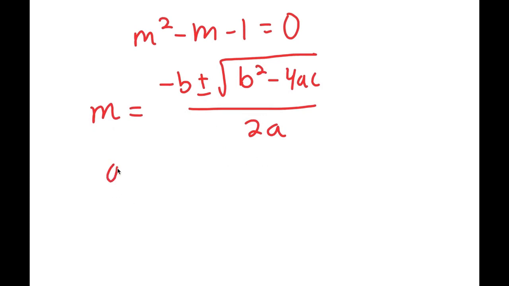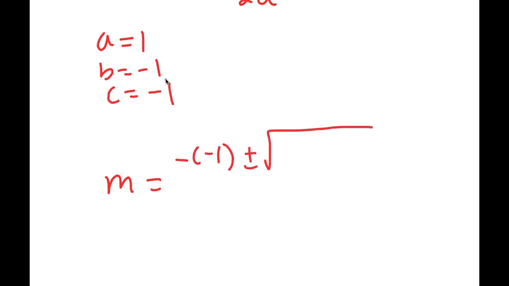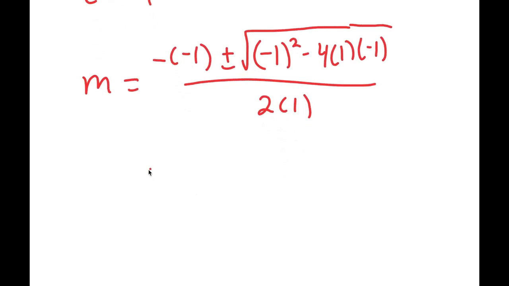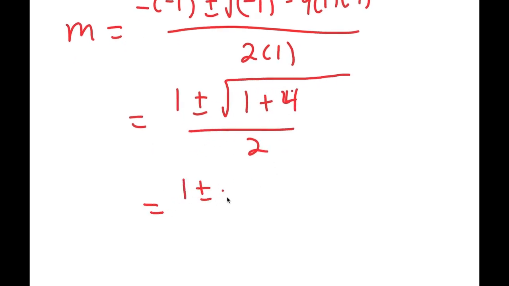So in this case, a is 1, b is negative 1, and c is negative 1. So I get m is equal to negative of negative 1 plus or minus the square root of negative 1 squared minus 4a, which is 1, times c, which is negative 1, all over 2a, so 2 times 1. And this turns into positive 1 plus or minus the square root of 1 plus 4 over 2, which is equal to 1 plus or minus the square root of 5 over 2. So this is the value of m.